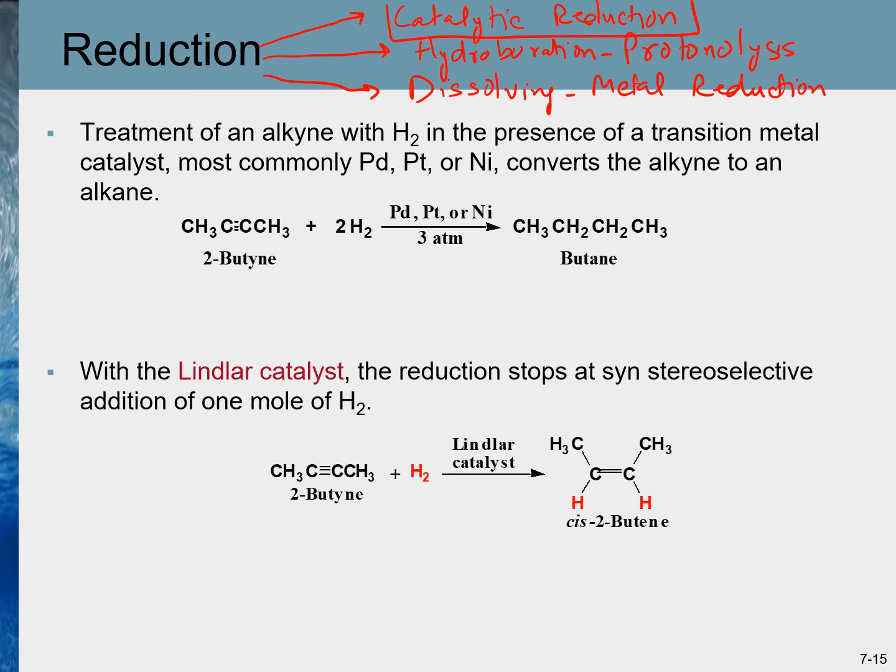Treatment of an alkyne with hydrogen in presence of a transition metal catalyst such as palladium, platinum, or nickel converts the alkyne to an alkane. One such example of this kind of reaction is given here. 2-butyne is treated with hydrogen in presence of any of these three metals, which will convert butyne into butane. Catalytic reaction can be carried out at around room temperature with slightly elevated pressures.